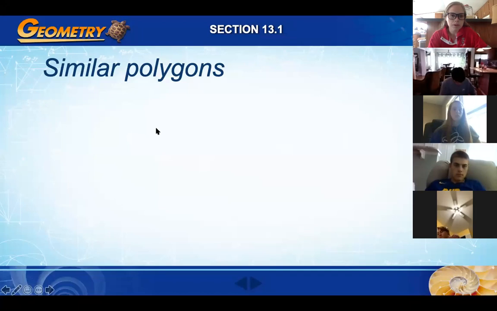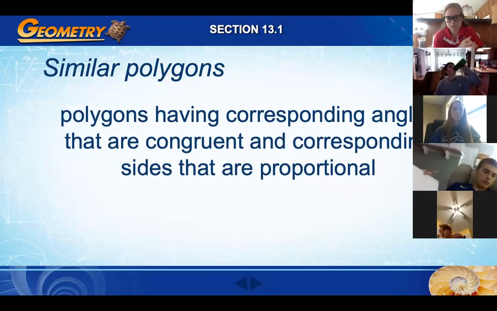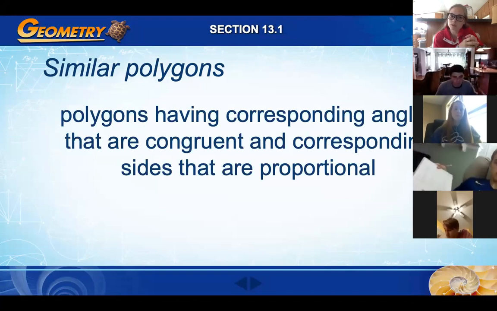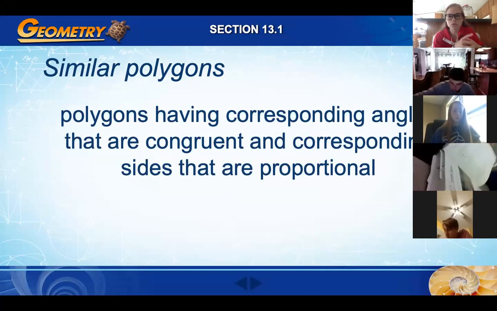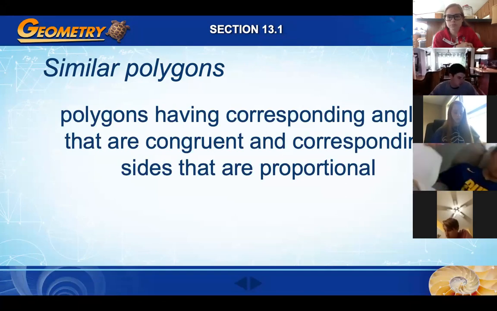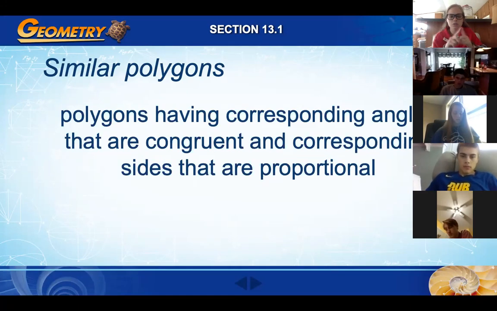So what is a similar polygon? By definition, they have corresponding angles that are congruent, and then the corresponding sides are proportional. So corresponding angles are congruent, corresponding sides are proportional. Similar polygons are different than congruent polygons, because if they're congruent polygons, all the corresponding angles are congruent, all of the corresponding sides are congruent, so similarity is different.